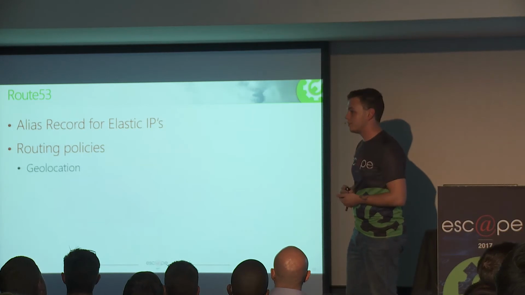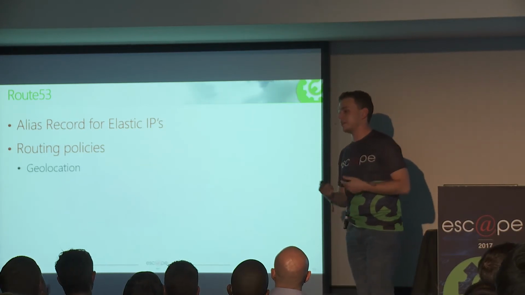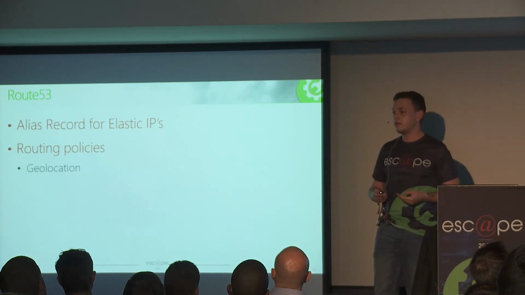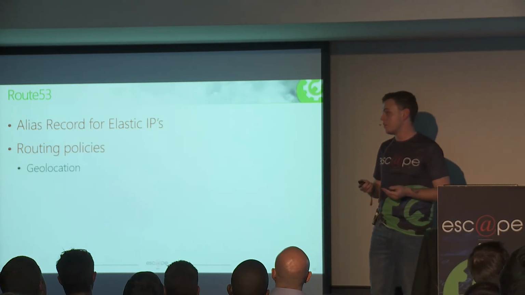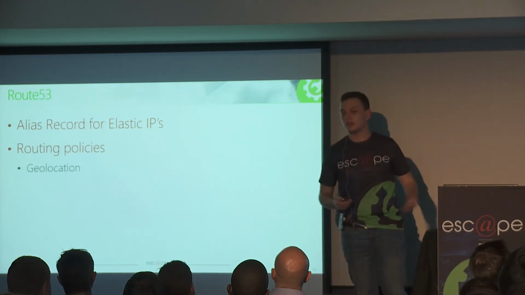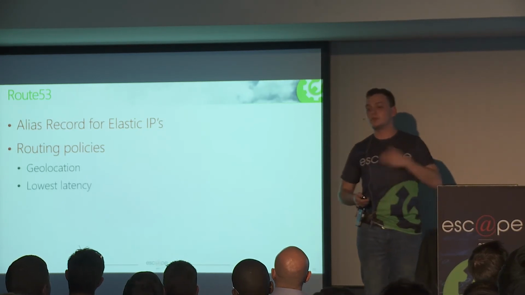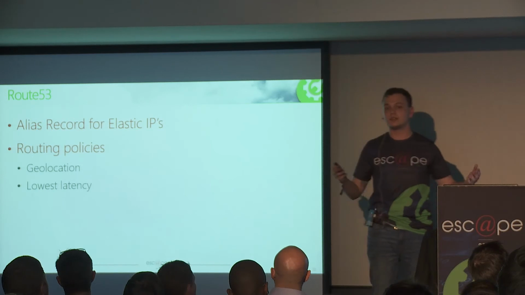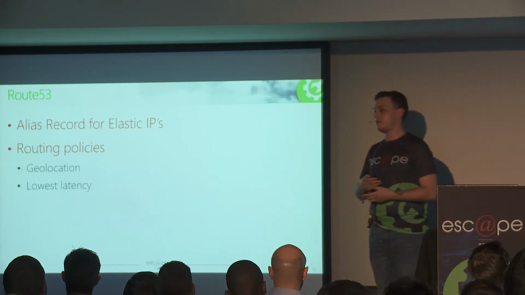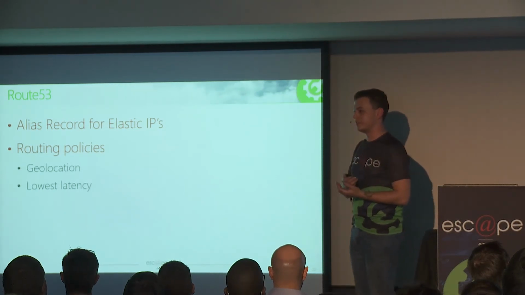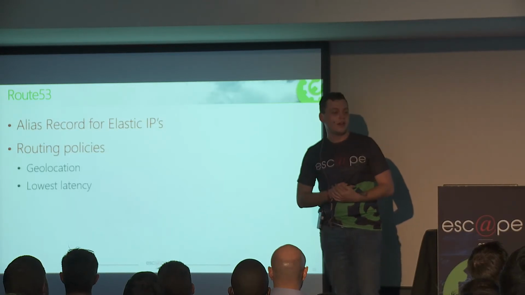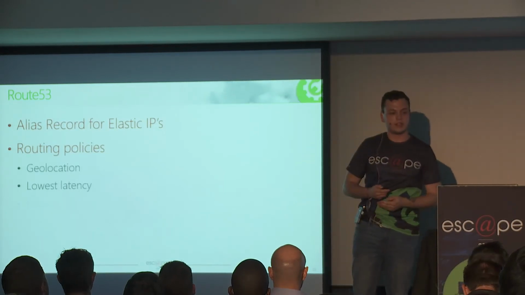Something like geolocation routing, where a customer accessing my system from America might be routed to an American optimized version of my system. Lowest latency for performance. If I'm in South Africa and I'm accessing a system that's deployed worldwide, I'd probably be routed to Ireland, which is the closest data center to us currently, instead of Tokyo or somewhere like that.